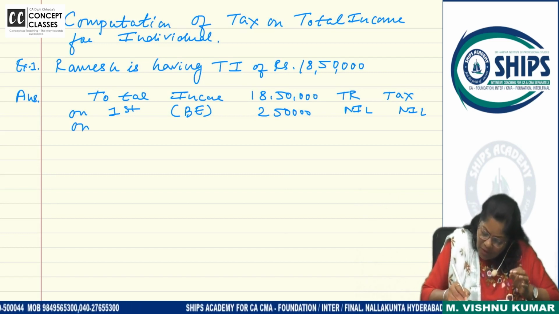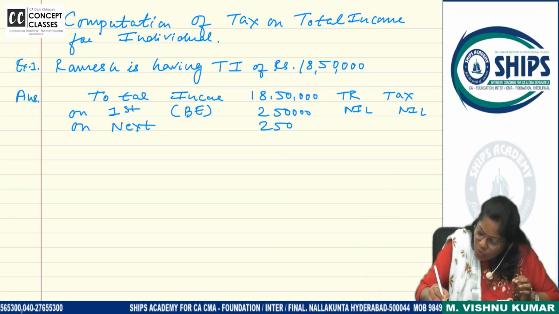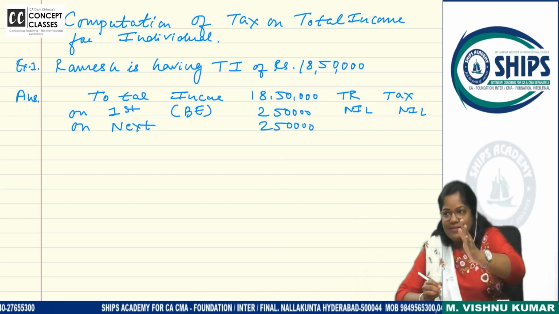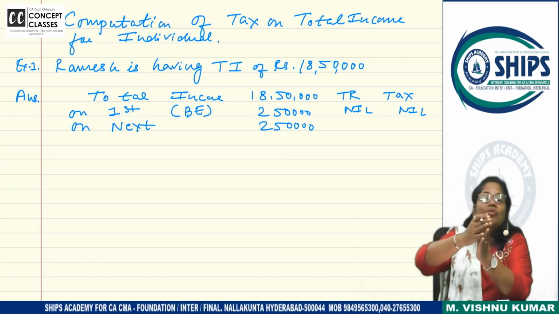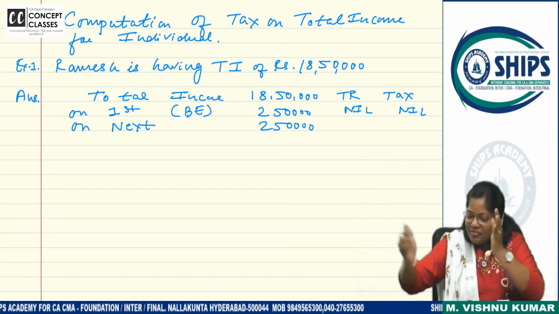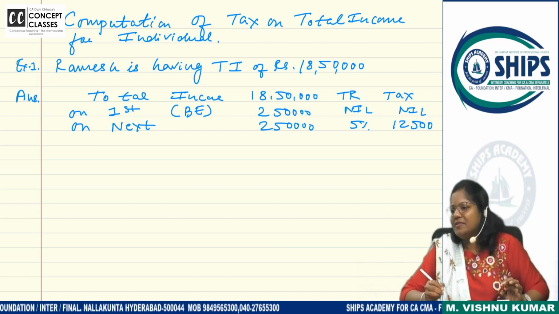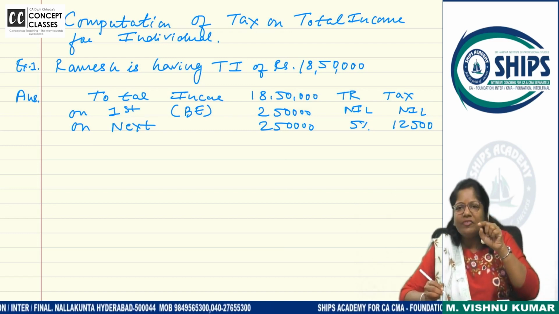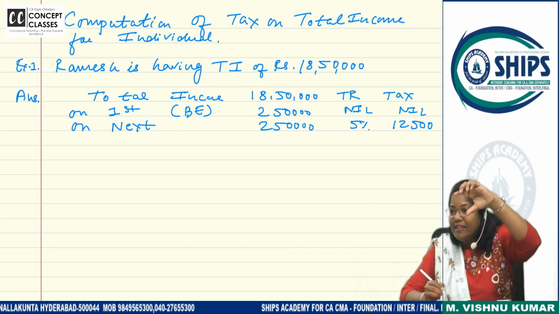Next. On next 2,50,000. Up to 0 to 250, nil. 250 to 5 lakh. So on next 2,50,000. How much? That comes to how much? 12,500. Orally 2,50,000 का 10% तो एक जीरो कैंसिल, फिर 25,000 का आधा.